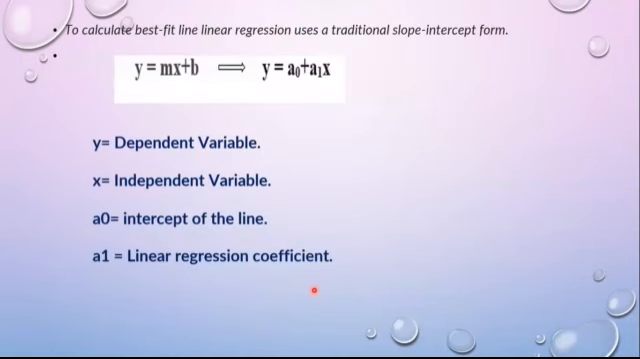Then, to calculate the best fit line in linear regression, we can use the traditional slope intercept form, that is y equals mx plus b. It implies y equals a0 plus a1x. What do these stand for here? Y stands for the dependent variable, x stands for the independent variable, a0 stands for the intercept of the line, and a1 is the linear regression coefficient.